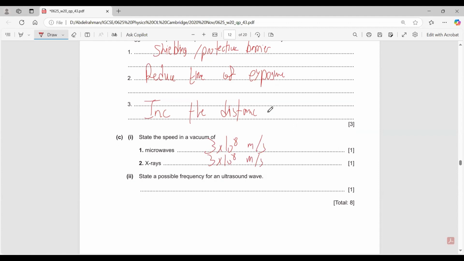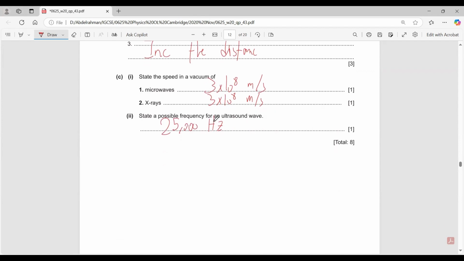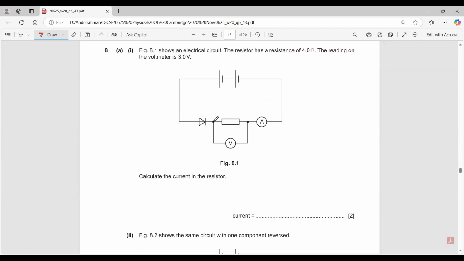State a possible frequency for an ultrasound wave. Whatever frequency above, to be exact, 20,000 hertz. So if I say 21,000 hertz, would that be correct? Yes. Can I say 20,001 hertz? It would be correct, but why would you do that to yourself? 25,000 hertz. Next question, question 8.